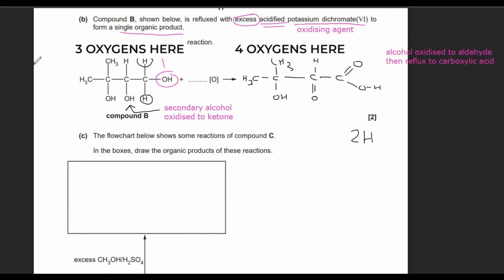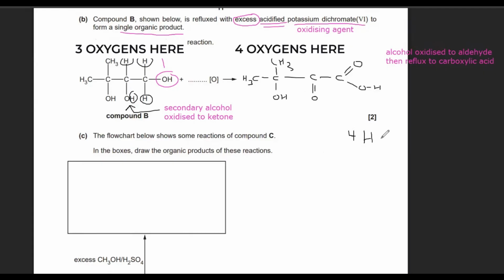I've got 5 bonds now. I need to remove that hydrogen. So it didn't gain an oxygen, but it lost 2 hydrogens. Look, I'll circle them on compound B. It lost the one there from the OH group, and it lost another. So in total, we removed 4 hydrogens, which means what's going to happen to those hydrogens?